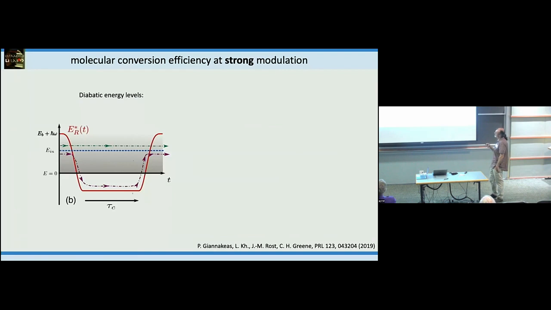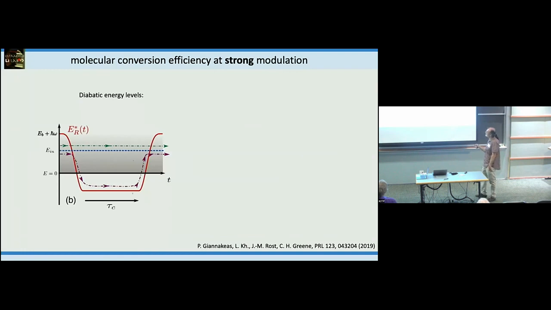If you apply very weak modulation, then this energy level will be just a straight line. But if we increase the strength, so we dress this level with the RF pulse strength, this dressing causes the shift of the energy level. As far as this energy level stays in the continuum, there's nothing interesting happening.